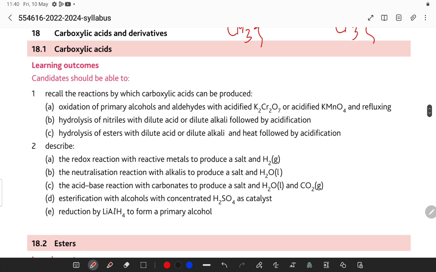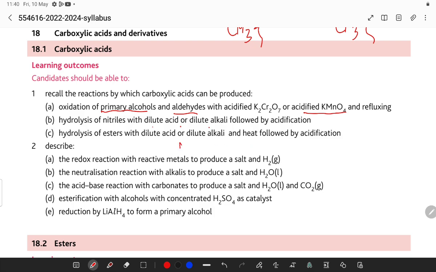Recall the reactions by which carboxylic acid can be produced: oxidation of primary alcohol and aldehyde with acidified potassium dichromate and acidified potassium manganate and refluxing. Hydrolysis of nitriles with dilute acids or dilute alkali.